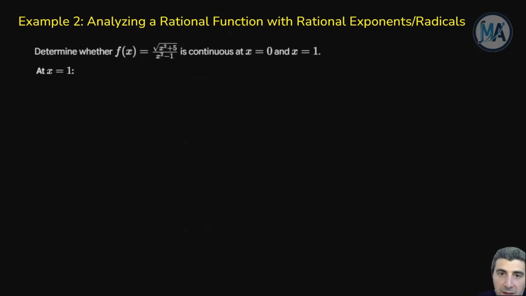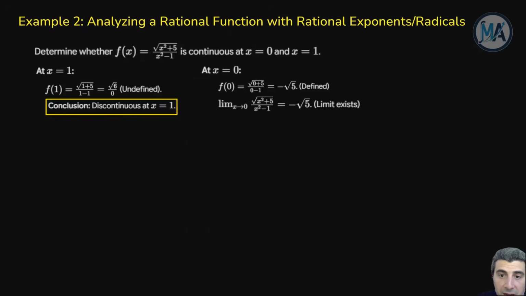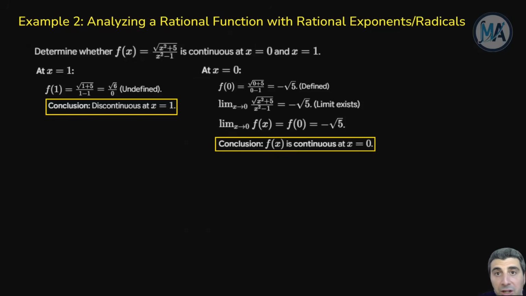Well, first, let's take a peek at x equals 1. The function at 1 is undefined. Therefore, the function is not continuous at x equals 1. We have a discontinuity. At x equals 0, we plug it in and we get negative root 5. So we look at the limit, and the limit is also negative root 5. So the limit matches the function value. So the function is continuous at x equals 0.